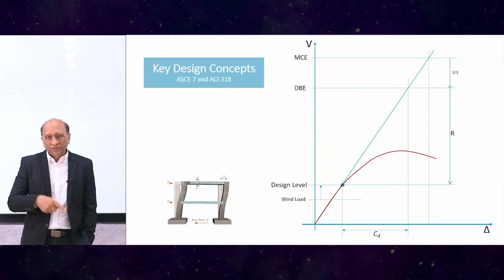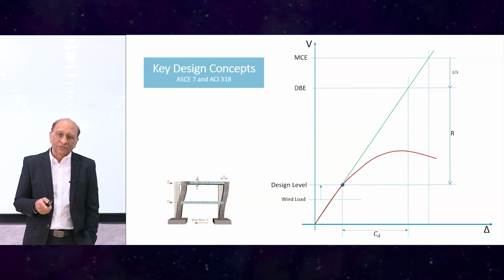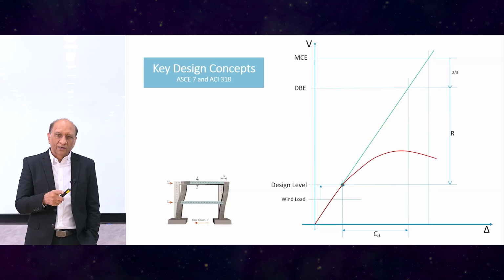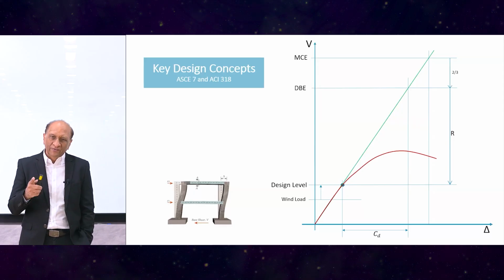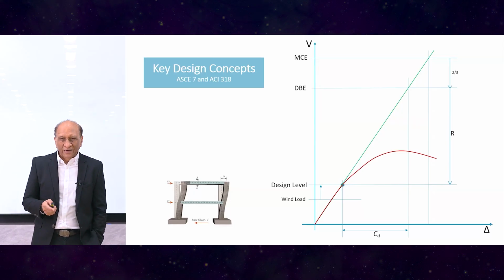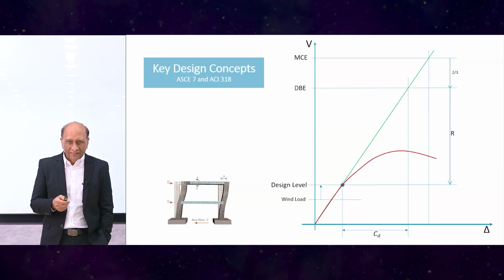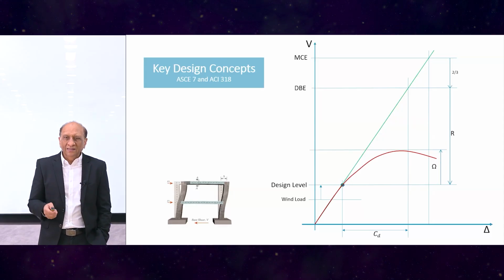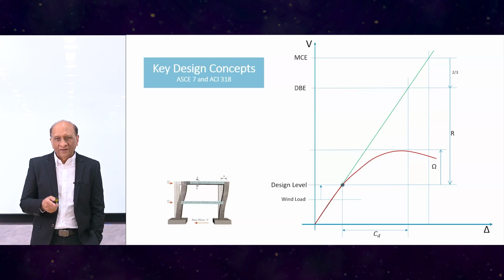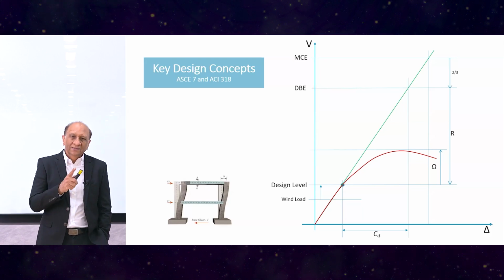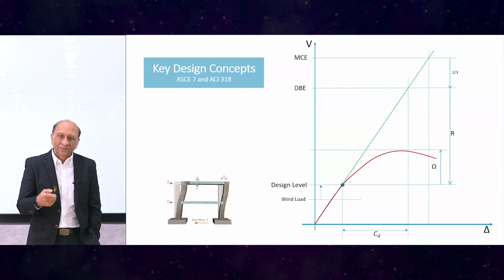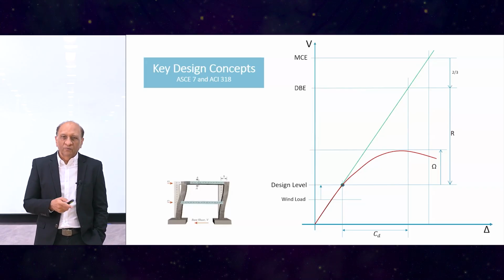And then we have the true performance of the structure, which may start to yield somewhere around the design level, somewhere around above, and then go up and then plateau and then create that nonlinear response. And then the top of that will be the omega factor, which is the difference between the assumed design level and the actual maximum capacity coming from various factors.